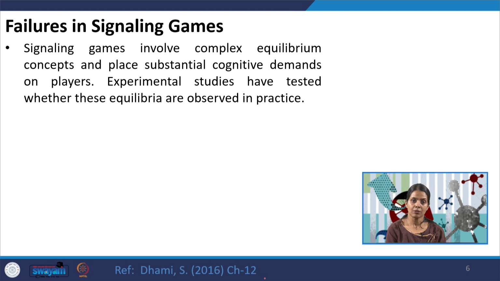Next we talk about failures in signaling games. Signaling games involve complex equilibrium concepts and place substantial cognitive demands. I will give you an example of a signaling game, but we will be very brief on it, because explaining an entire signaling game is beyond the scope of this course. Experimental studies have tested whether these equilibria are observed in practice.